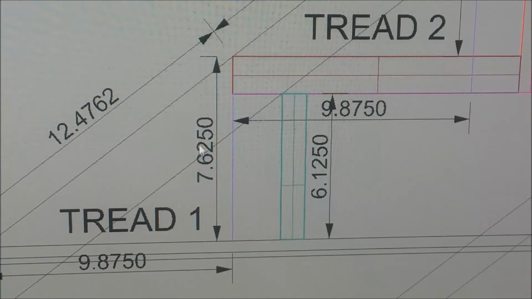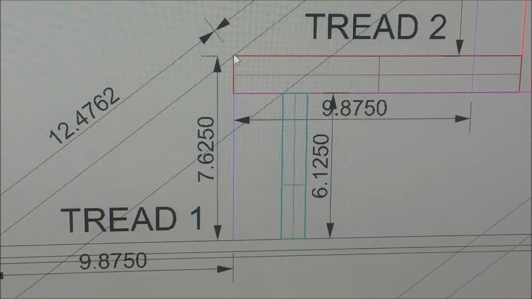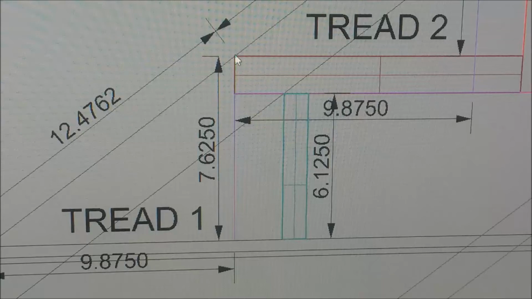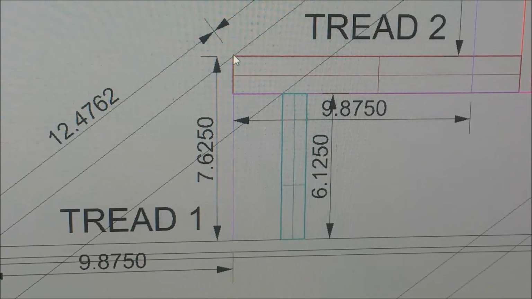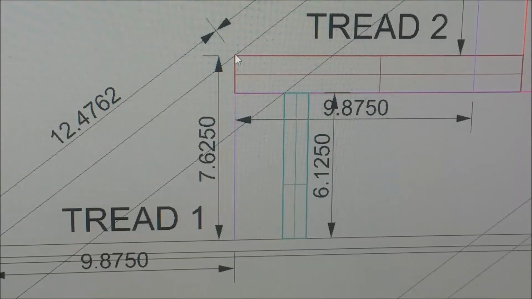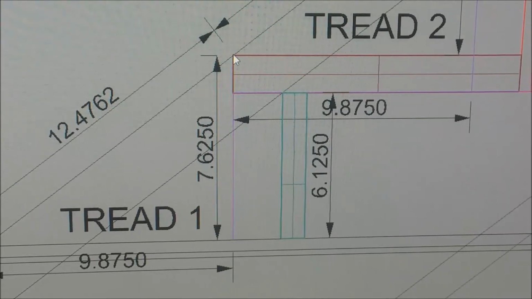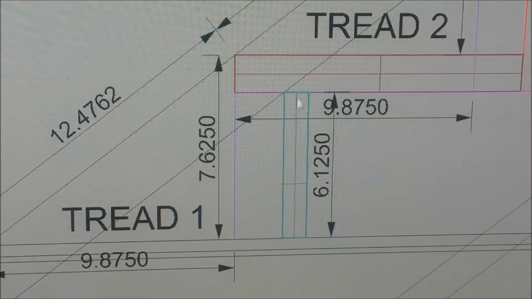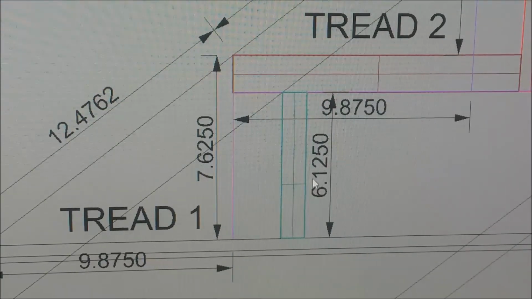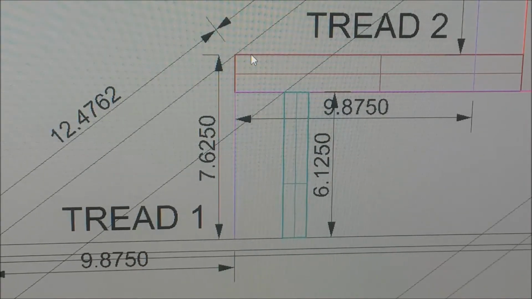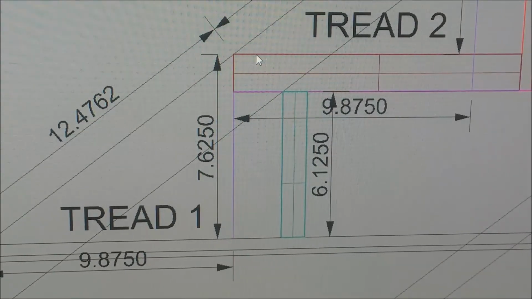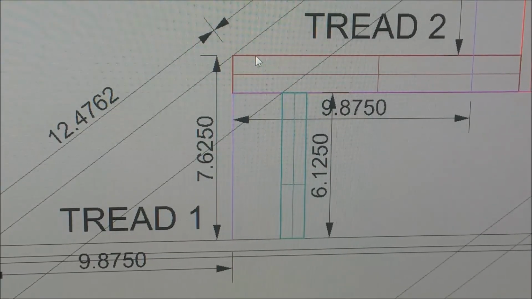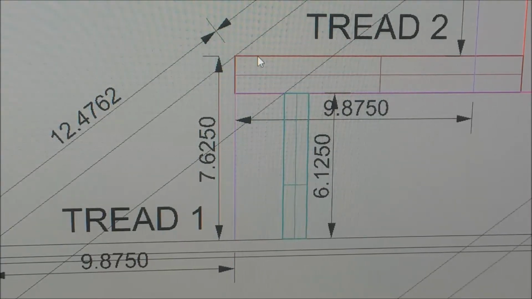This is your 7.6250. The first tread rise, all the intermediate tread rises, and the last tread rise have to be exactly the same, or you don't pass code. And they can make you take it back down and start over. They rarely do, but you'd have to do some fancy talking. Okay, the height of this upright under the tread on the first one is 6.1250. You know that because you have to have a number to put in for the thickness of your tread. In this case, we're using framing lumber, 1.5 inches thick.